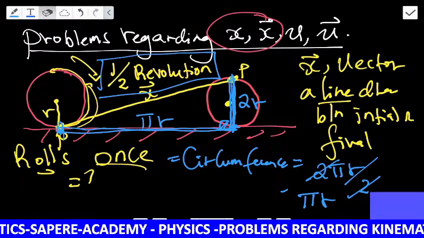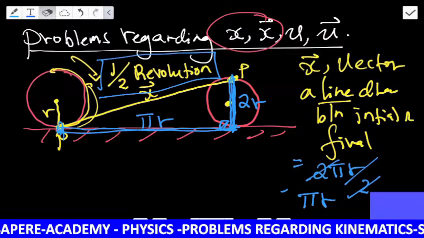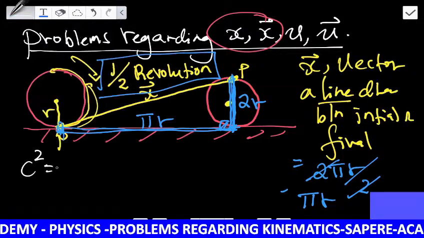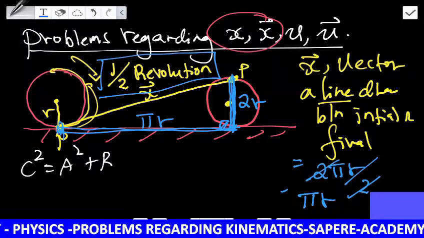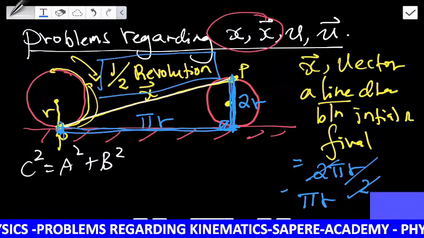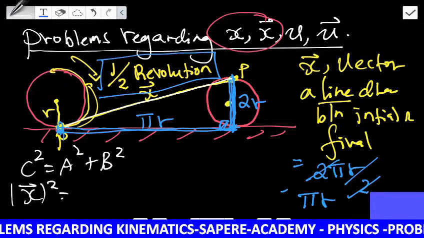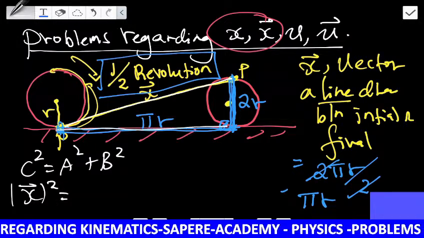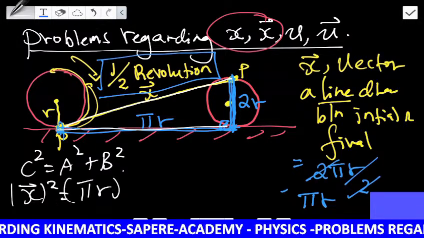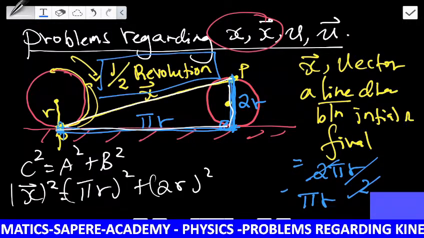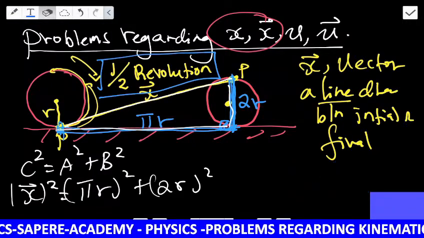So now we can use the Pythagorean theorem: c squared equals a squared plus b squared. Because of that, the unknown here, let me call it x, squared must equal this pi r squared plus this 2r squared. What do we get when we add these?